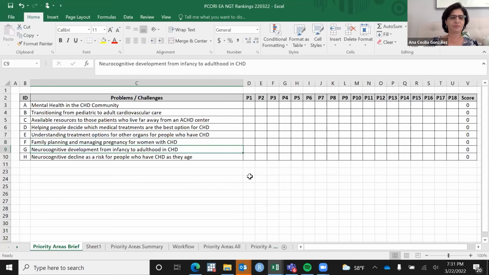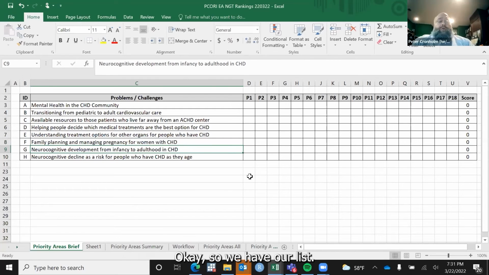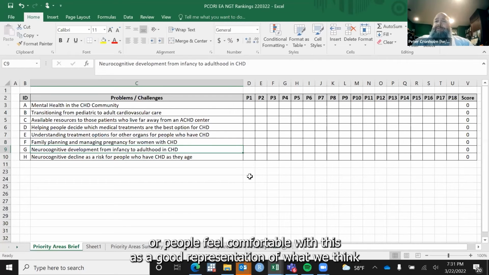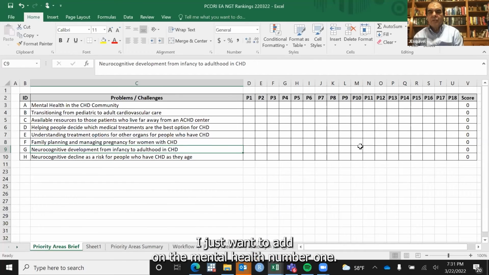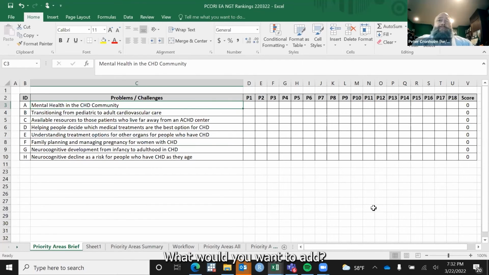Thank you. Okay. So we have our list. Any new items or other things people want to add, or people feel comfortable with this as a good representation of what we think are the highest priority topics for our community? I just want to add on the mental health number one. What would you want to add?